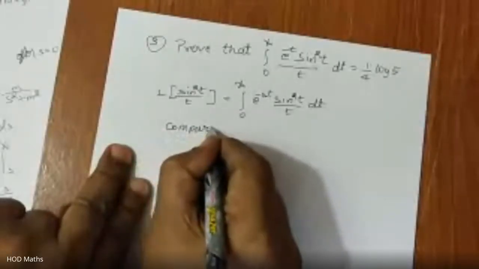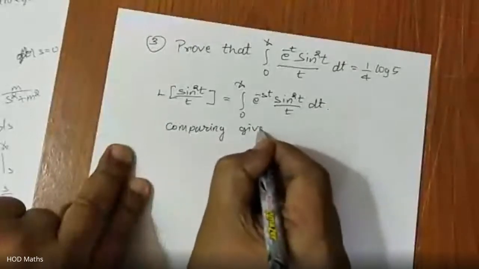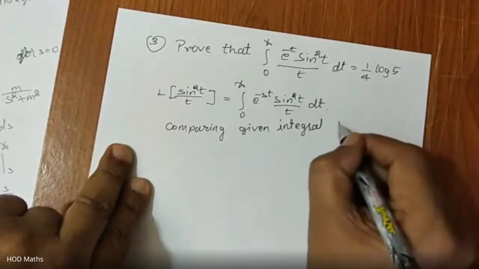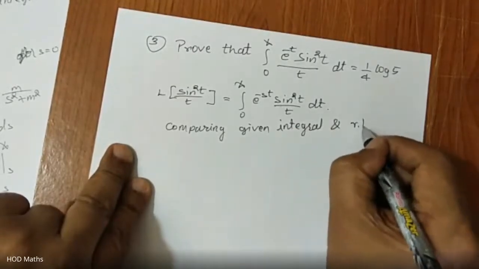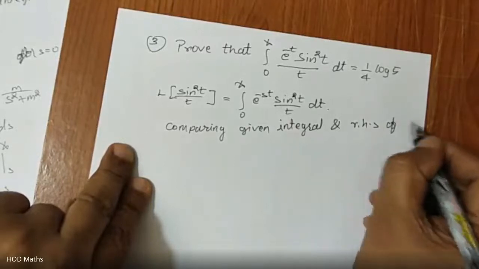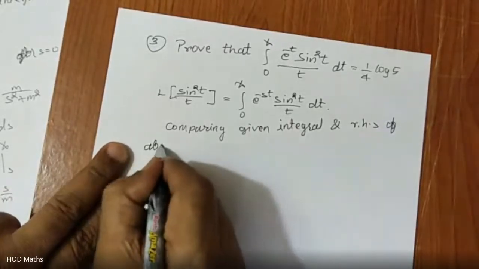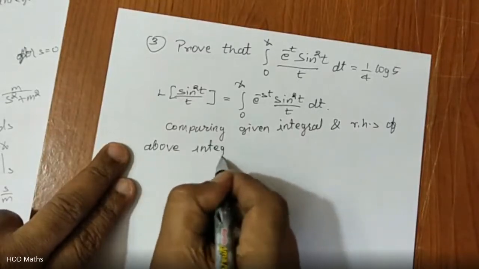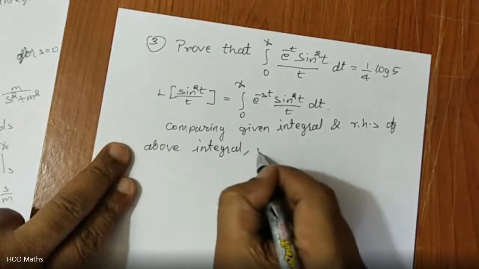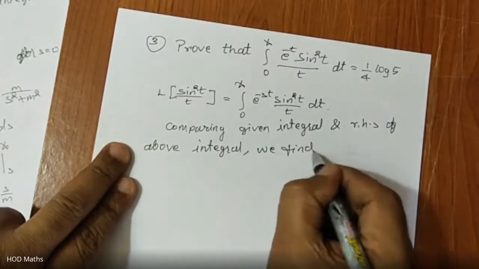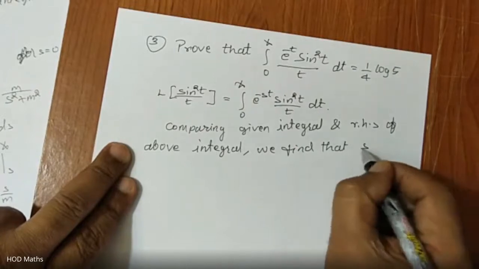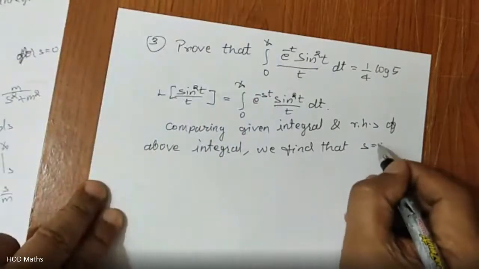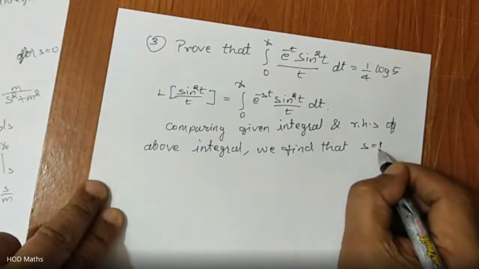Comparing the given integral and the RHS of the above integral, we find that s is equal to what? Because e raised to minus st is there, therefore s is equal to 1. Right?